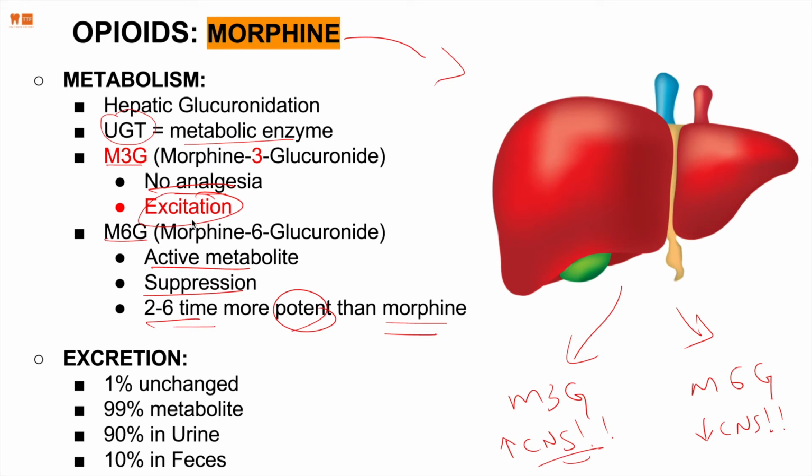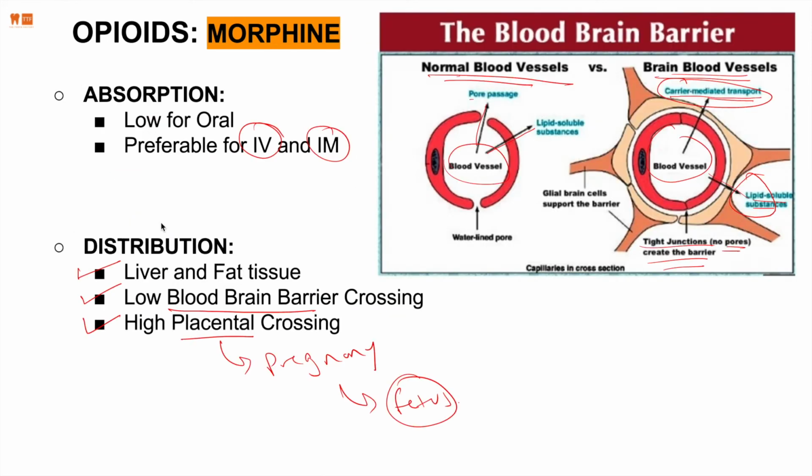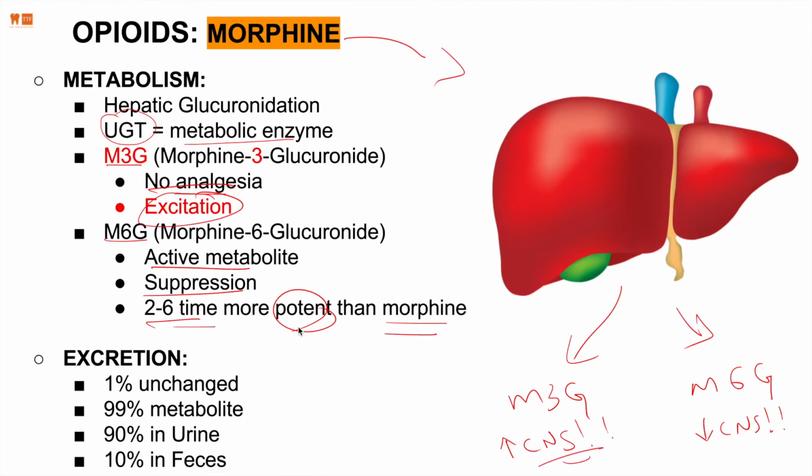Something very important to remember, guys. And then excreted as 1% unchanged. 99% of the metabolites get excreted, 90% in the urine, with 10% excretion in the feces. Remember, for all the other drugs, we will try and follow the same outline, of absorption, distribution, metabolism, and excretion.